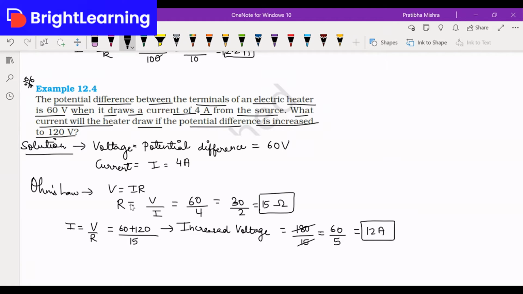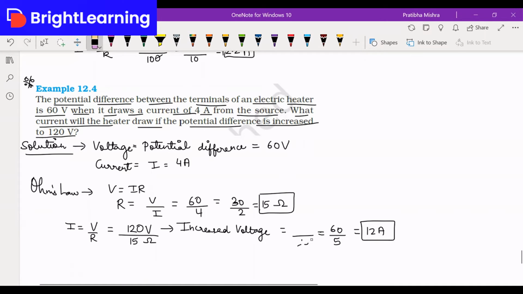It was changed to 120, right? So instead of 60 plus 20, you should write only 120 because they are just changing it. I thought that we are going to increase it, though they have written the word increased, just take the normal value which is given. So 120 volt by 15 ohm. The voltage is increased. Now you have 120 by 15.